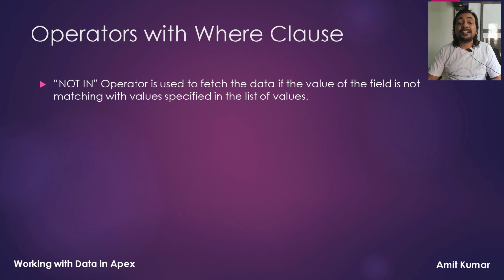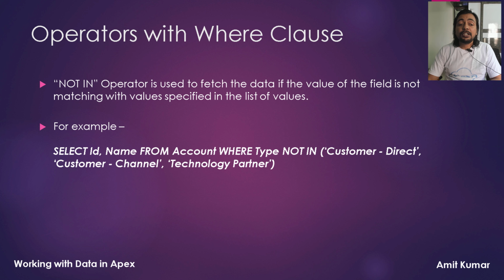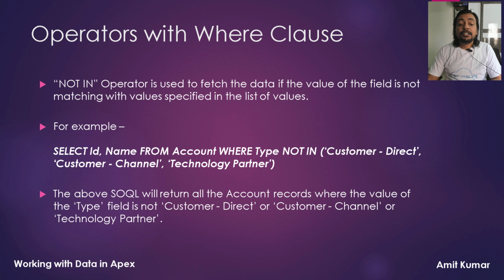NOT IN operator is used to fetch the data if the value of the field is not matching with the values specified in the list of values. For example, select ID, name from account where type not in customer direct, customer channel, technology partner. So the above SOQL query will return all the account records where the value of the type field is not in customer direct or customer channel or technology partner.